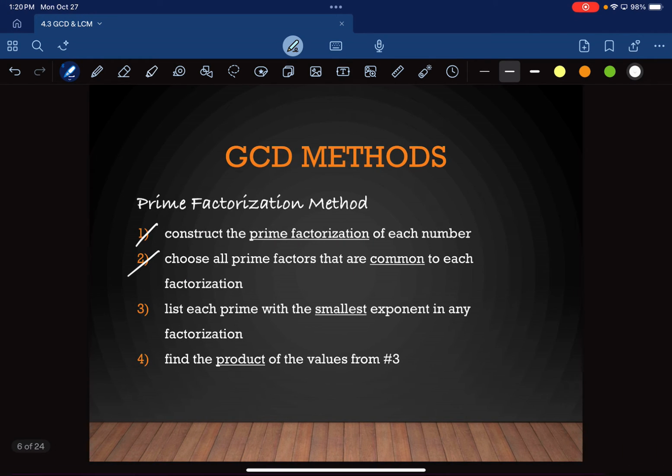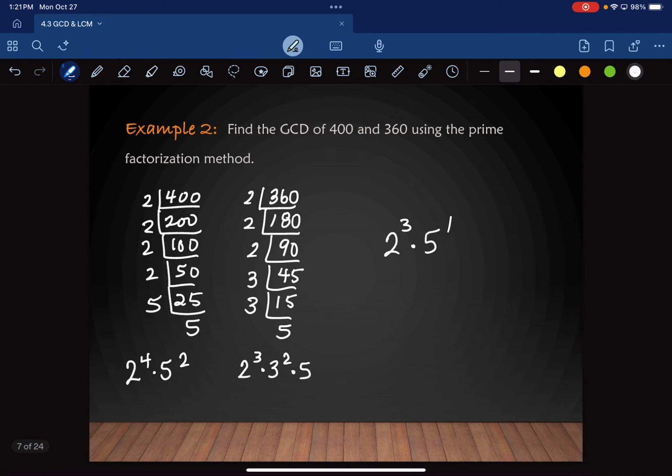And then the last thing is to find the product, which simply means I need to multiply those values back together. Okay, I broke them all down and divided. Now I'm going to multiply them back together for the answer. So do you know what 2 cubed is? 8. And of course, 5 to the 1st is 5. What's 8 times 5? 40. How could we check to make sure that at the very least this is a factor of both of them?